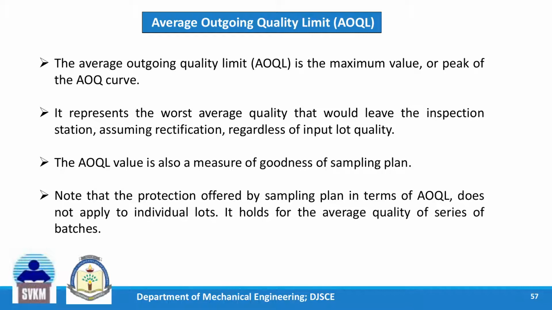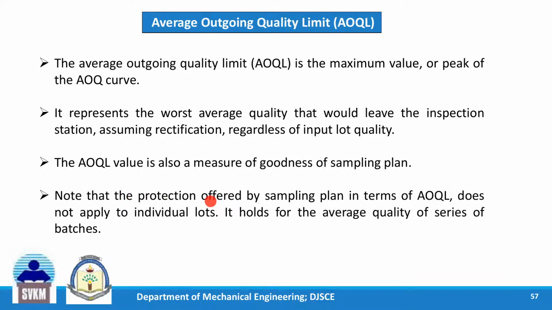The average outgoing quality limit is the maximum value or peak of the AOQ curve. It represents the worst average quality that would leave the inspection station assuming rectification, regardless of input lot quality. This is important. This is the worst average quality that would leave the inspection station assuming rectification, which is very important, rectification. AOQL value is also a measure of goodness of the sampling plan. The plan which is having the less AOQL is supposed to be the better sampling plan.